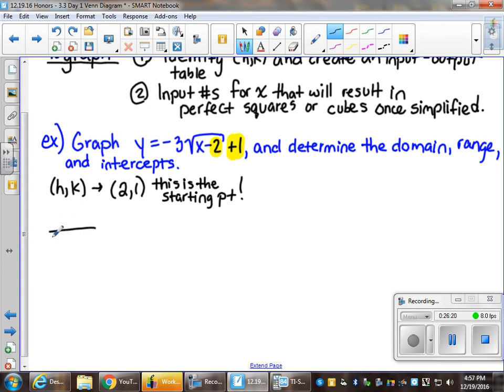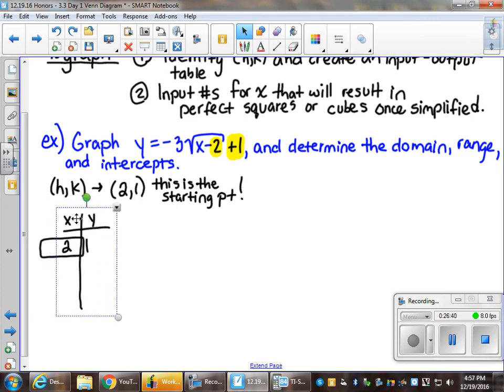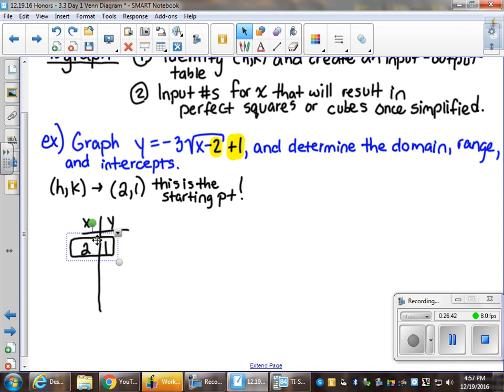We're going to use that starting point to set up our input-output table. So we're going to say x, y, and we're going to put 2 comma 1 right at the beginning of our table. This is our starting point. And I actually want to move this over because I want to make some notes on the left. Now step 2 is where all of the strategy happens. It says input numbers for x that will result in perfect squares or cubes once simplified.